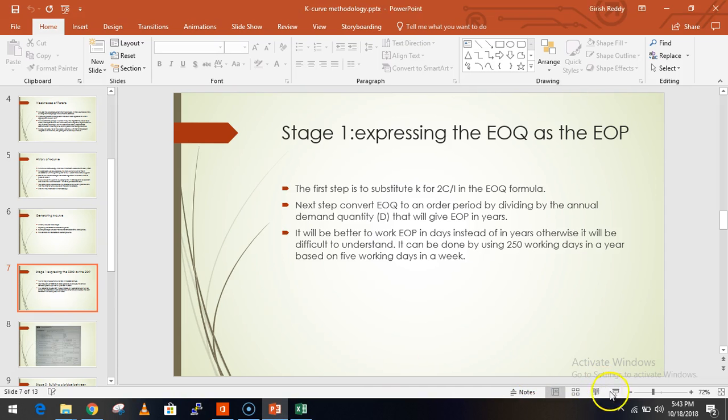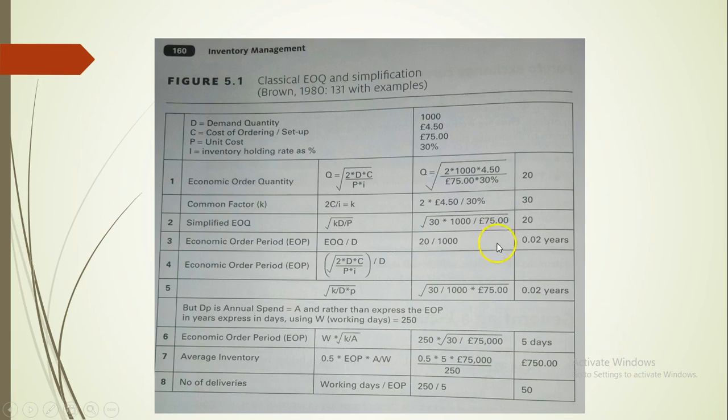So look at the second stage. These are the formulas that I have used for calculating the EOQ. The actual formula of the EOQ is Q equals root of 2 into D into C by P into I. Here 2 into C by I is replaced, or substituted, with K. So the simplified EOQ is root of KD by P. These are the simplified formulas that I have used over here.